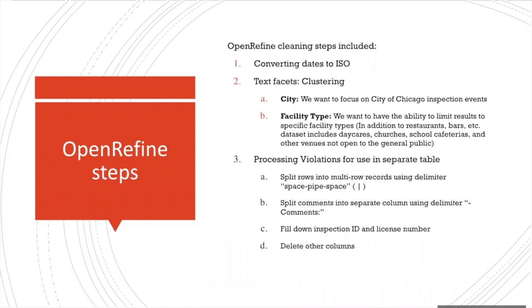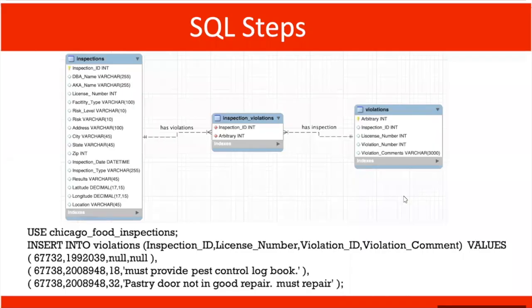Finally, we prepared the violations to be inserted into a separate table in our relational database. We did this in a similar way to what I demonstrated during the cleaning step, where we separated them into individual rows with a separate column for the comment. We then used OpenRefine's fill down command to populate the unique inspection ID and the license number. We then imported the data from OpenRefine into the MySQL database.